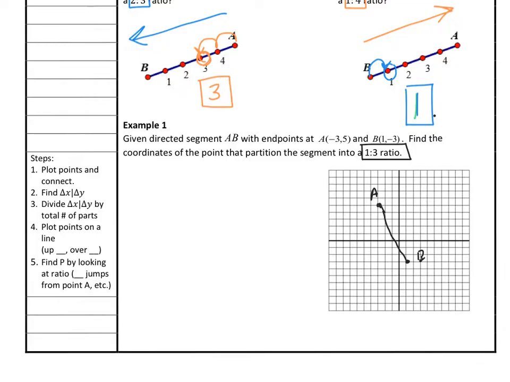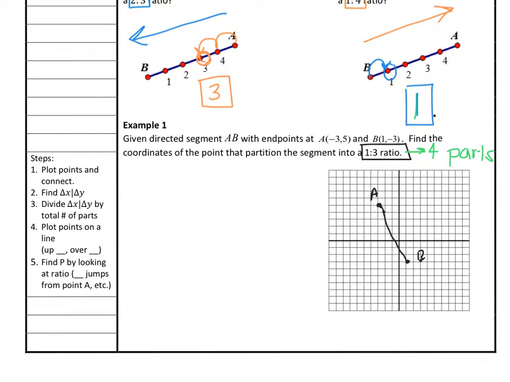There we go. Okay, obviously yours should be a lot straighter than mine. So 1:3 ratio. The first thing I'm going to notice is that means I'm going to have a total of 4 parts. 1 part closer to A, 3 parts closer to B. Now, the easiest way to do this is to simply make a right triangle out of it.